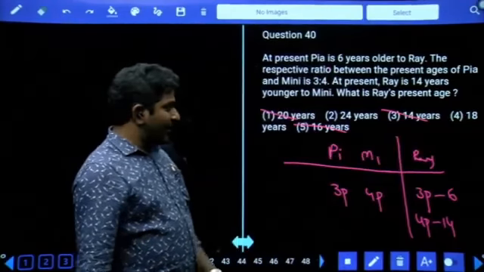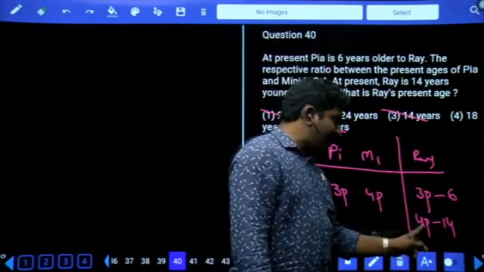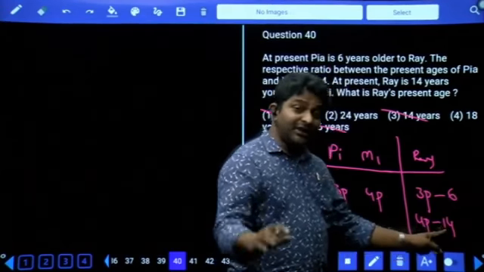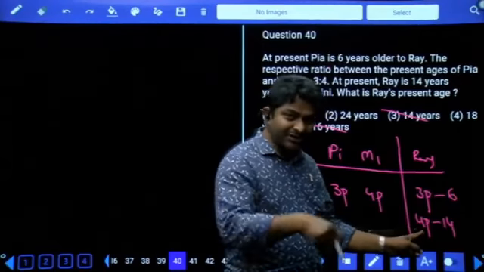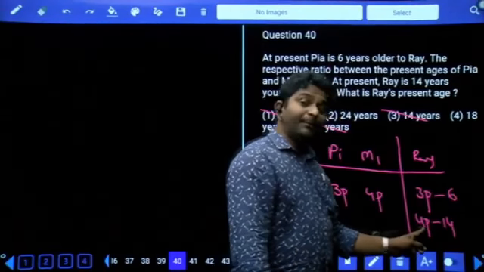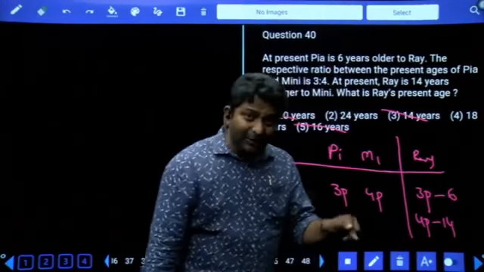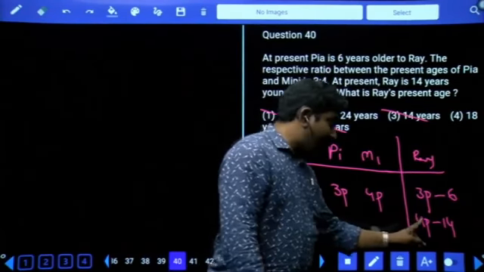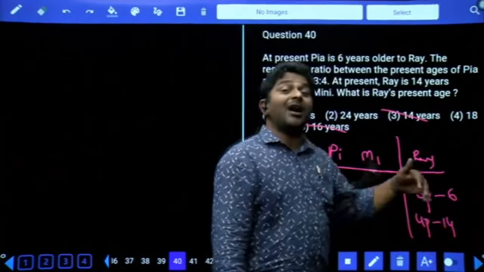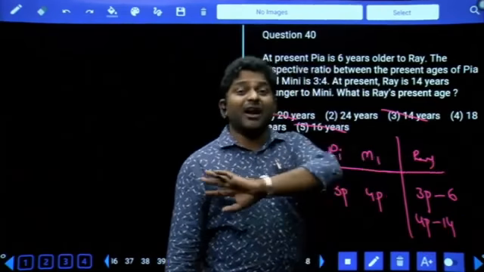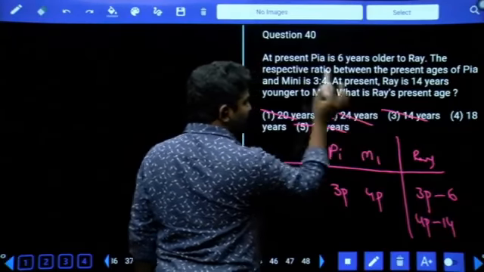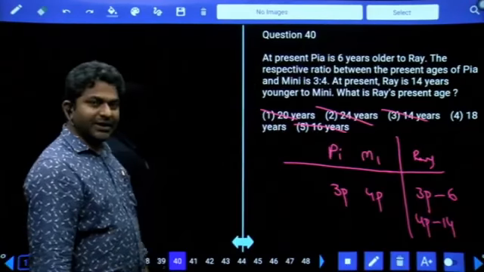2 options are there. And Ray's age is also 4 parts minus 14. This is 4 parts. 14 is not a 4 multiple, but 4 parts is a 4 multiple. From a 4 multiple, if you subtract a 4 multiple, then only the answer will be a 4 multiple. But here from a 4 multiple, we are subtracting a non-4 multiple. So the answer cannot be a 4 multiple. This is a 4 multiple, this cannot be the one. Fourth option 18 is the final answer.